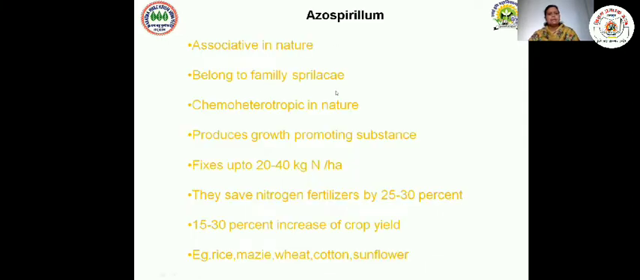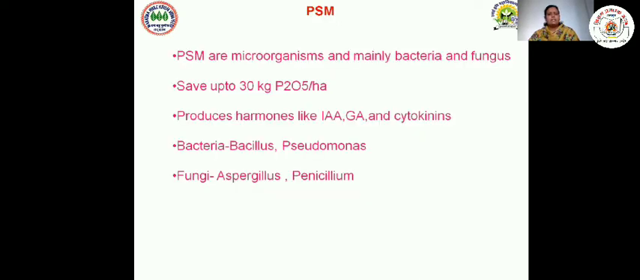Associative in nature, it belongs to the family Spirillaceae, is chemoheterotrophic in nature, produces growth-promoting substances, and fixes up to 20 to 40 kg nitrogen per hectare. It saves nitrogenous fertilizer by 25% and gives a 15 to 30% increase in crop yield for rice, maize, wheat, cotton, sunflower, all these crops. Then PSM are microorganisms, mainly bacteria and fungi.